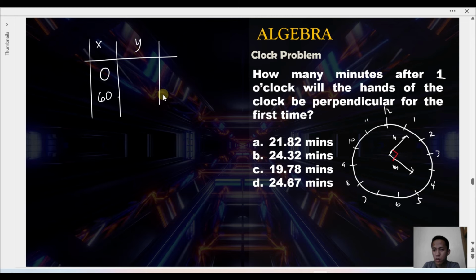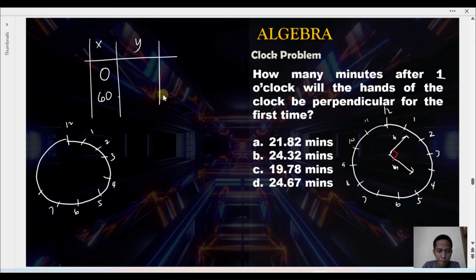Okay, so how many minutes after 1 o'clock? So our 1 o'clock is our reference point. If we are going to draw the position of our hour hand and minute hand at 1 o'clock, let's look at it on the clock. At 1 o'clock, it's here, guys. The position of the minute hand lags behind the hour hand. When the minute hand lags behind the hour hand, our angle is negative. So here, at 0 minutes, our reference point is 1 o'clock. The angle between the hour hand and the minute hand is negative 30.